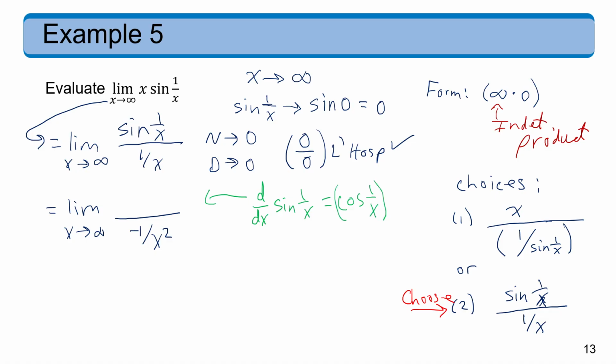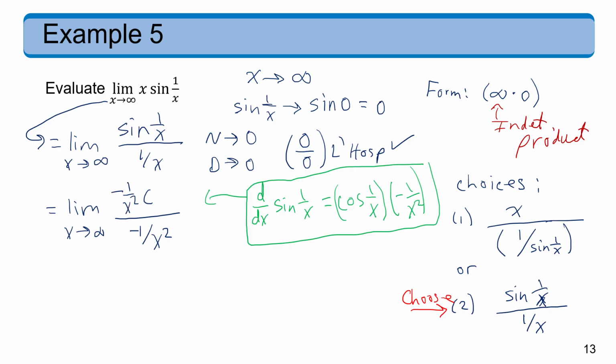Now we multiply by the derivative of the inside part. So the derivative of 1 over x, we just saw that, it's negative 1 over x squared. Okay, so there's our little side calculation. And that, again, is what's going to go in the numerator because we take our original numerator, compute its derivative, put that here. When I put it there, I'm just going to write it slightly differently. I'm going to write negative 1 over x squared times cosine of 1 over x.